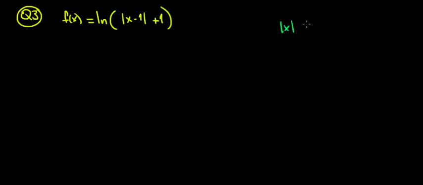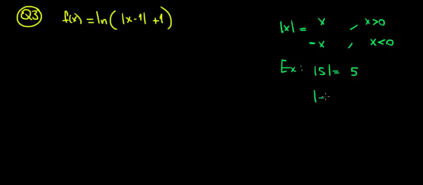Remember, what is absolute value? If we take the absolute value of x, we can have just x as a positive value, or we can have minus x if x is a negative value. Let's give an example so that it makes sense. The absolute value of 5 is equal to 5. The absolute value always has to return a positive number. But if we take the absolute value of minus 5, that's minus (minus 5), which is equal to positive 5.